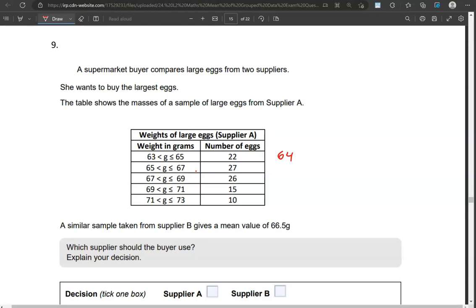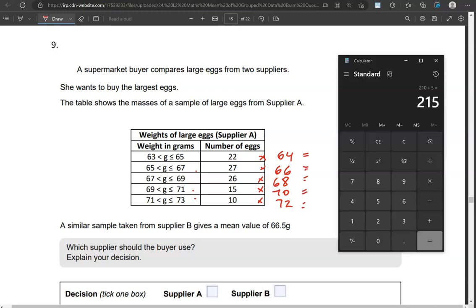Between 65 and 67, which is 66. Between 67 and 69, which is 68. Between 69 and 71, which is 70. Between 71 and 73, which is 72. So we'll multiply these now. So 22 times 64 gives us 1,408.